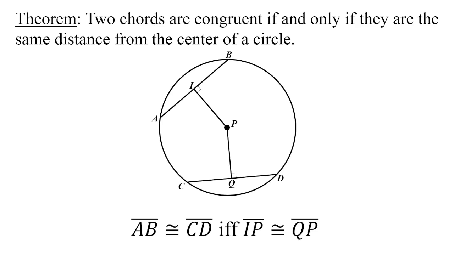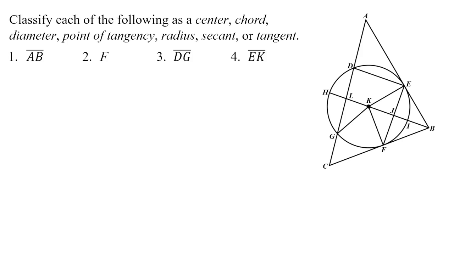So line segment IP and line segment QP are the distances from the center. So now I think we're ready to look at some examples. Let's say you are to classify each of the following as a center, chord, diameter, point of tangency, radius, secant, or tangent. So let's look at line segment AB. So here's line segment AB right here. Line segment AB intersects a circle at E. Therefore, line segment AB is a tangent.